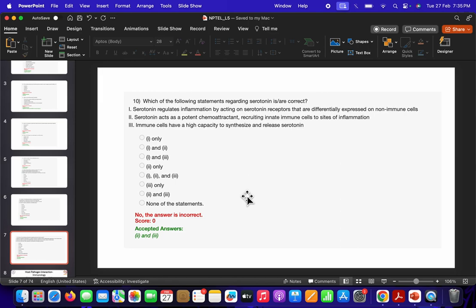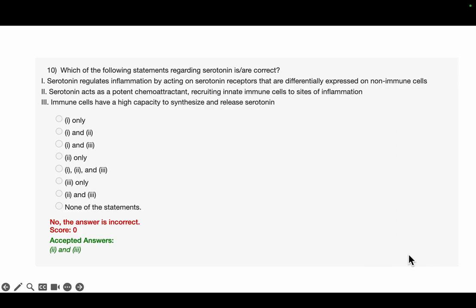So which of the following statements regarding serotonin are correct? Serotonin regulates inflammation by acting on serotonin receptors that are differentially expressed on non-immune cells. Serotonin acts as a potent chemoattractant, recruiting innate immune cells to site of inflammation. Immune cells have a high capacity to synthesize and release serotonin.